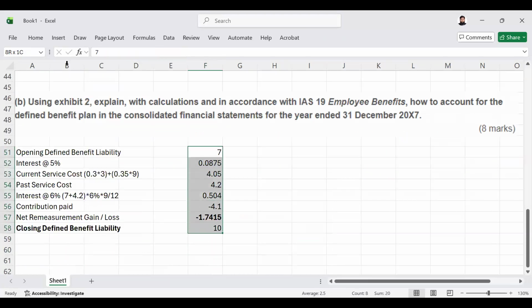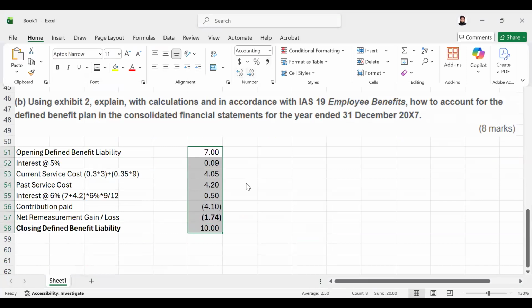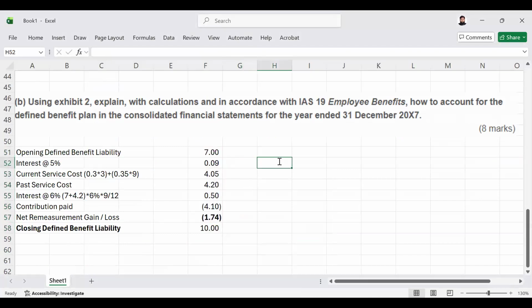So what is actually going to happen is this is going to go to P&L. This is P&L. This is OCI. This is balance sheet.